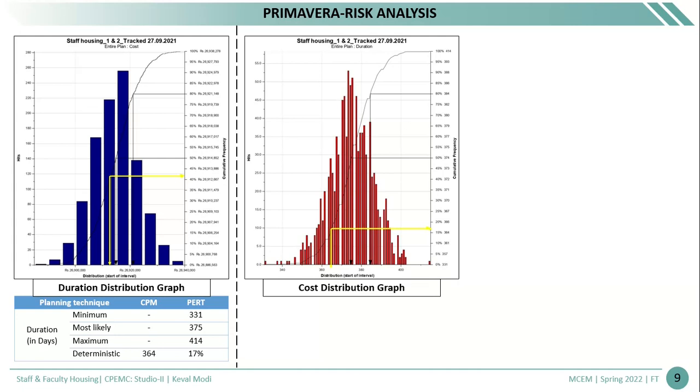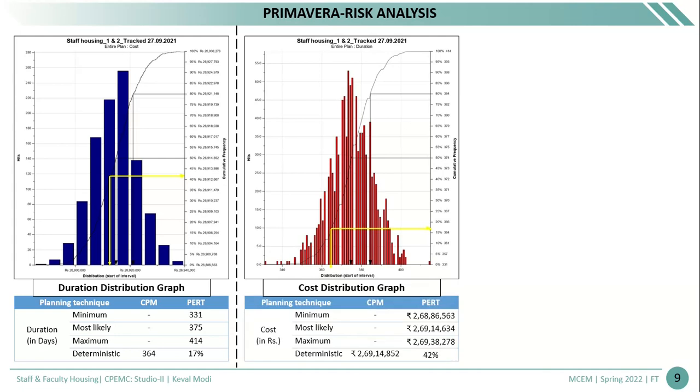Likewise, the cost distribution graph is prepared, which is shown here. The project is most likely to complete within the cost range of 2 crore 69 lakh 14,634 rupees. This cost is taken for only the staff housing up to the 4th floor. By the deterministic approach, the project is most likely to complete within the range of 42%.